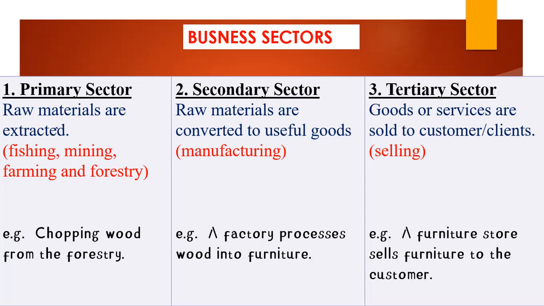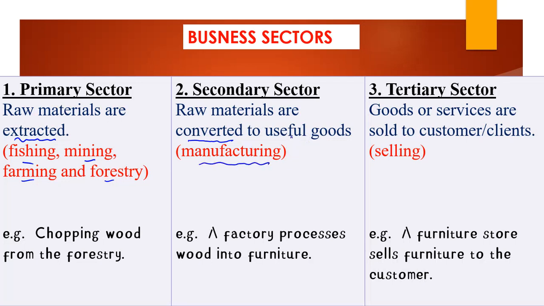In the primary sector, the raw materials are extracted from nature. This would include fishing, mining, farming, forestry. So once those raw materials have been extracted, they go to the secondary sector where they are converted to useful goods and services. So the secondary sector includes activities such as manufacturing.